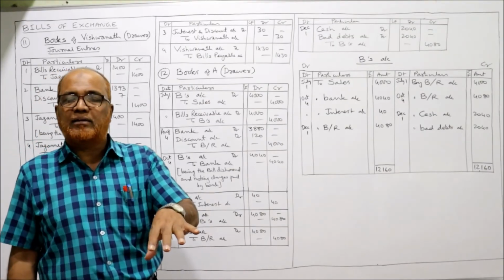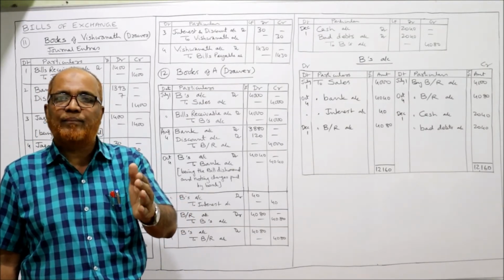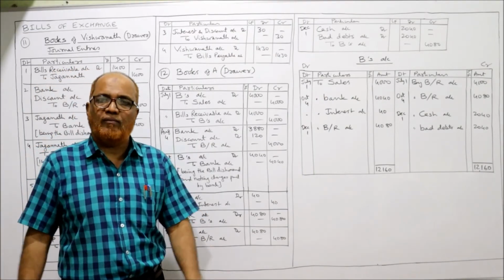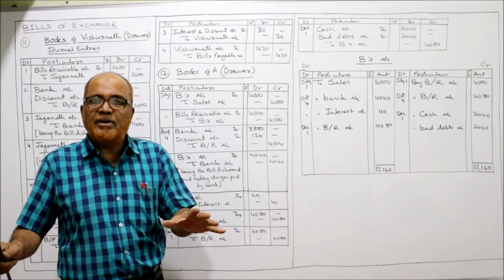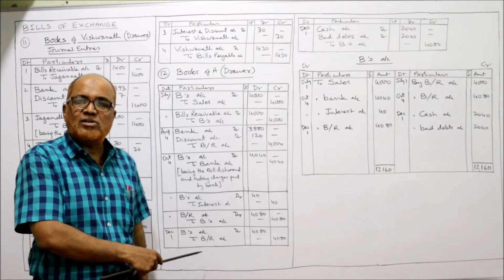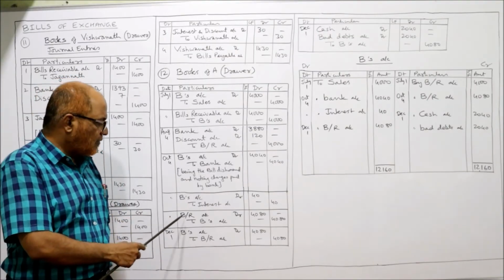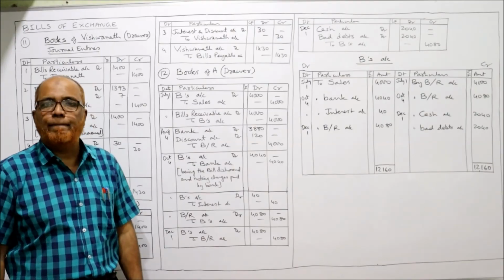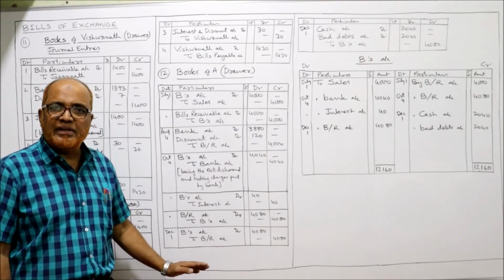Now, not on the due date but on 1st December, B has become insolvent. As soon as he becomes insolvent, the dishonor entry should be passed. What is the entry for dishonor? The opposite entry. Here we had written bills receivable to B. Now we write B's account debtor to bills receivable.